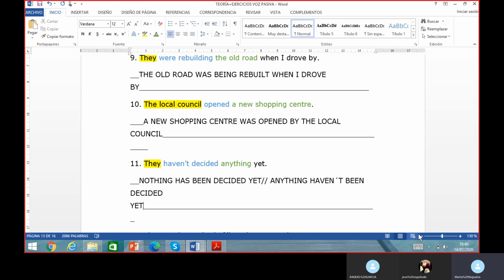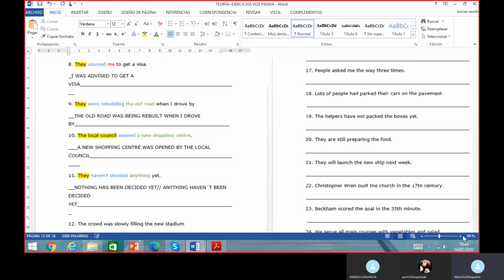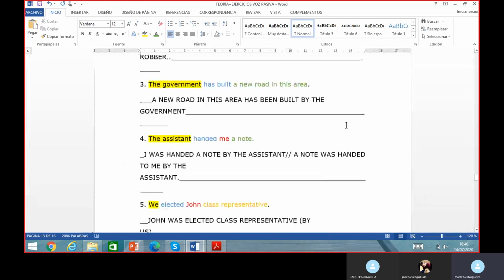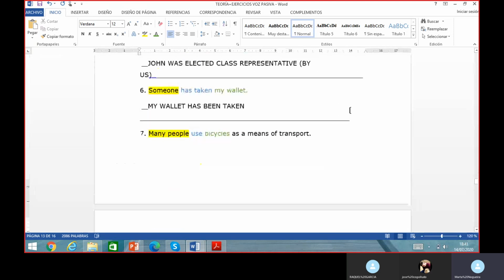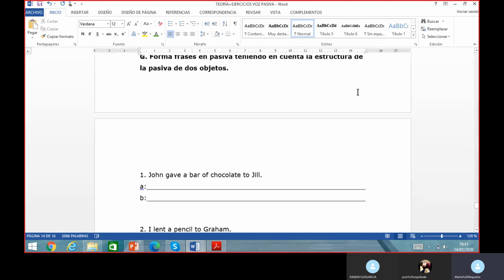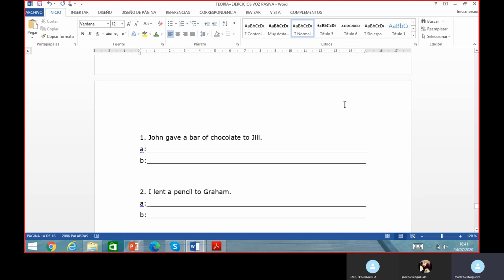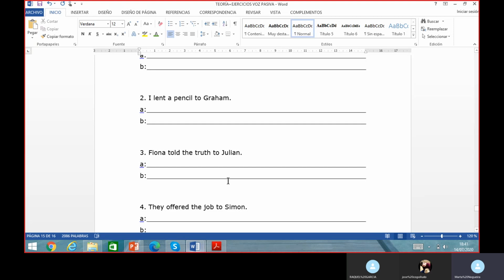Okay, so let's move on to the next exercise, which is the last of the passive. Let's do the last one, which is working a little bit with double objects. Here we have to take into account that there are two possibilities when we transform an active sentence to the passive. I'm going to do the first one, and you will do the other three.